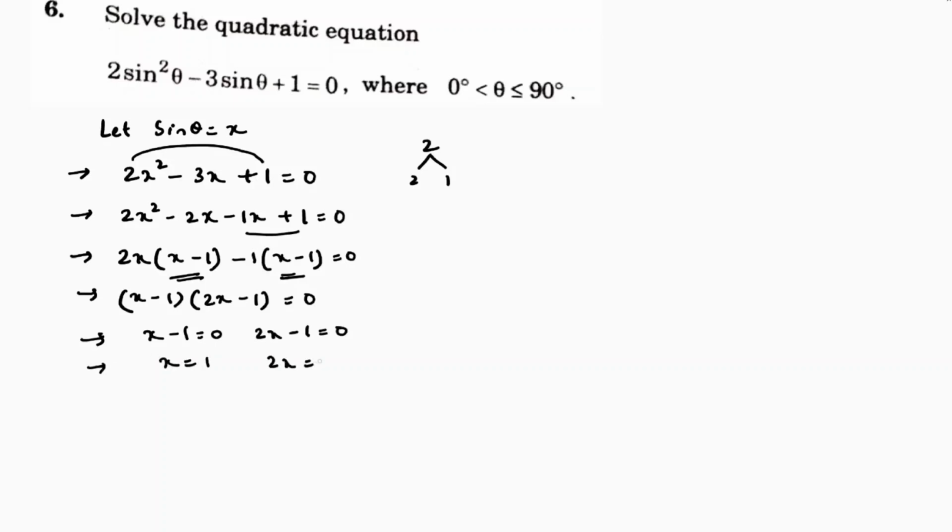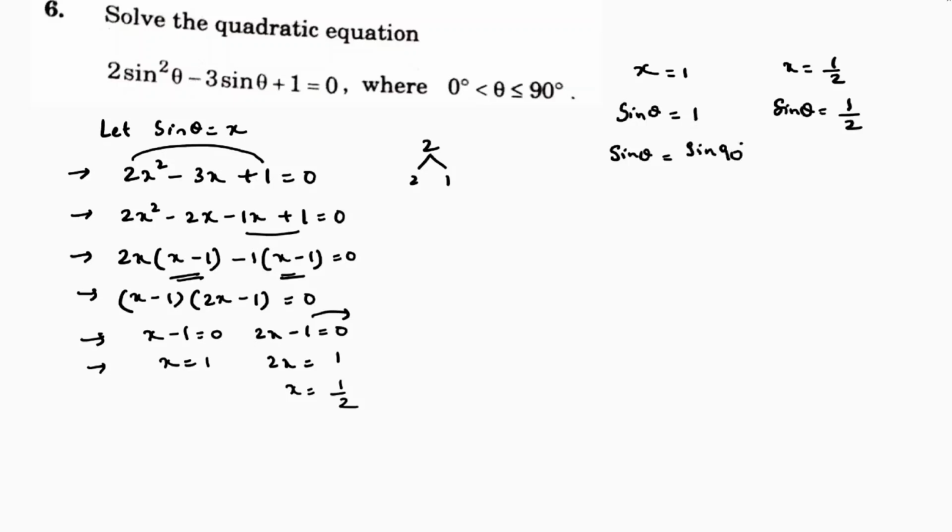x equals 1, and 2x equals 1 if I transpose minus 1, so x equals 1 by 2. So x equals 1, x equals 1 by 2. Now x is nothing but sin theta. Sin theta is 1 and sin theta is 1 by 2. From the trigonometric ratio table, you get 1 for sin 90, so theta is 90 degrees. You can take 90 because they said less than or equal to 90. So theta is 90 degrees, possible.